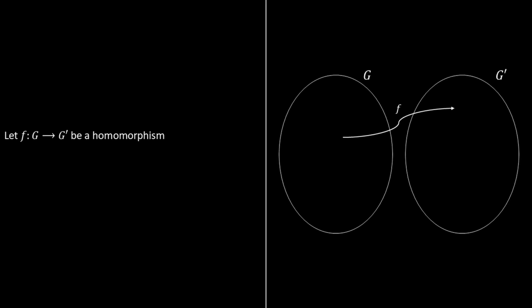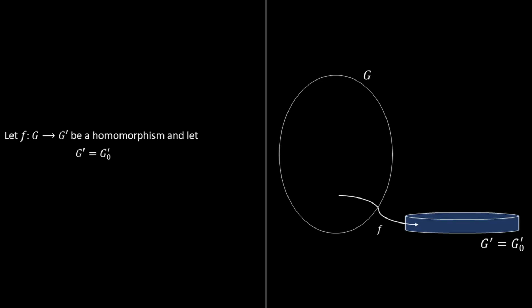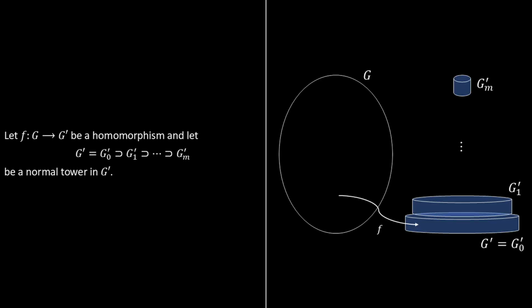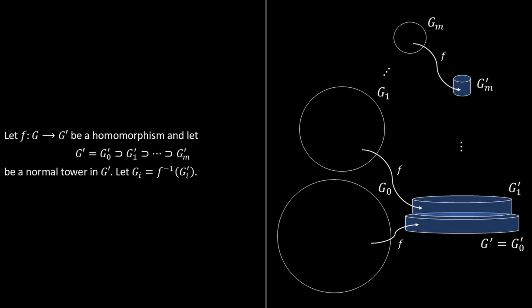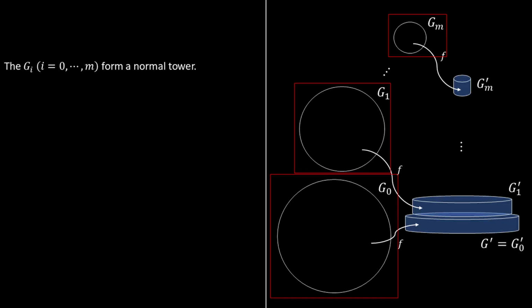Here we have the following setup to prove three different claims. Let f from G to G prime be a homomorphism, and let G prime equals G prime 0 contains G prime 1 up to G prime m be a normal tower in G prime. Let Gi equal the pre-image of G prime i. Let's look at claim 1. The Gi, where i equals 0 to m, form a normal tower.